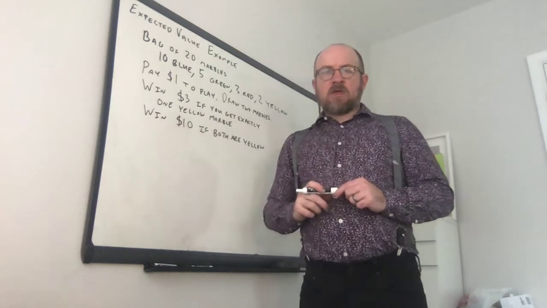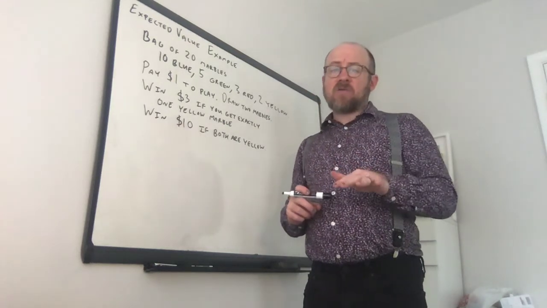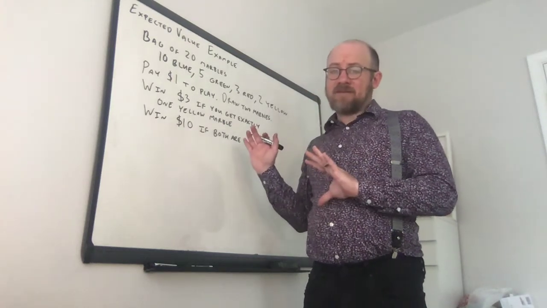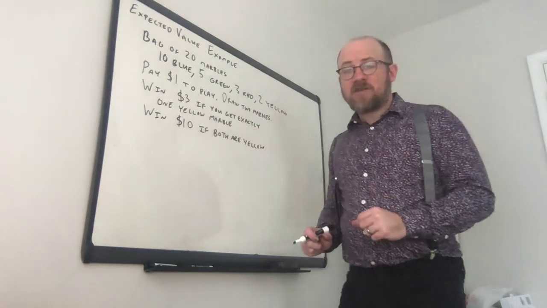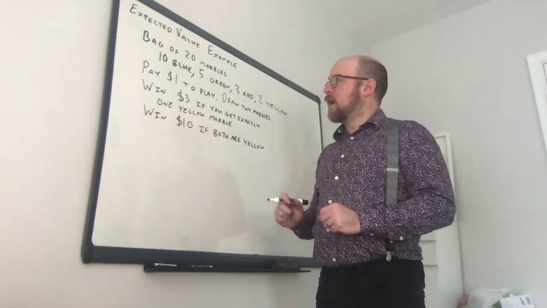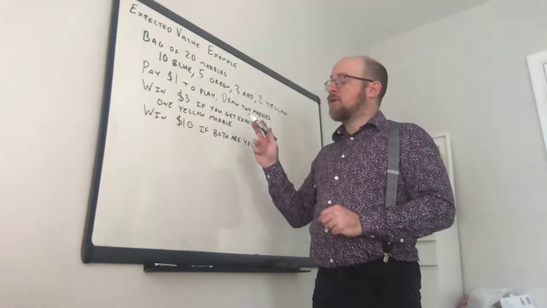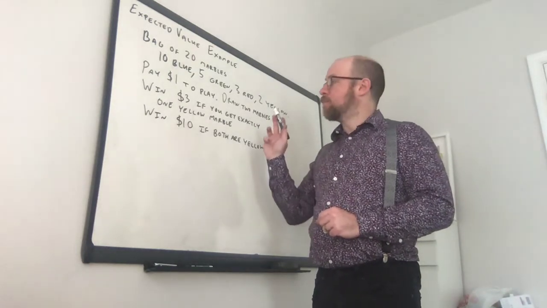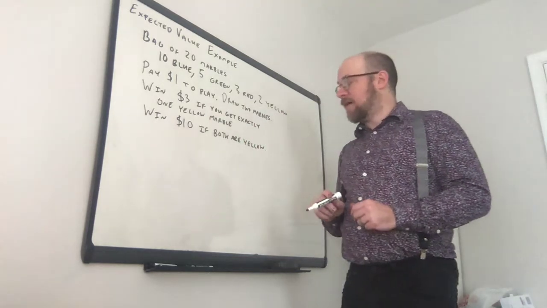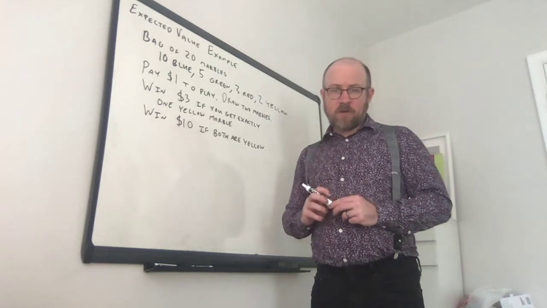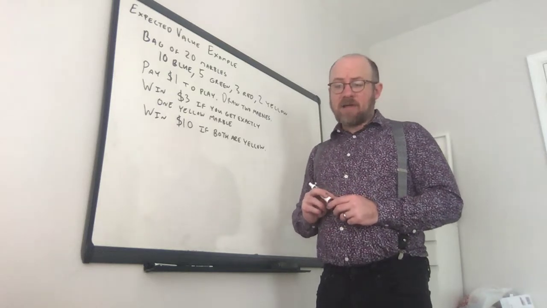Okay? So when you're watching these videos, you should take notes because I'm going to have to erase a lot of this. So you should write this down, make sure you've got this. If you want to pause it and write this down, you absolutely can. But the rules are you pay $1 to play, draw 2 marbles out. You win $3 if you get exactly one yellow marble, and then you win $10 if both marbles are yellow. Okay? So let's think about these probabilities.